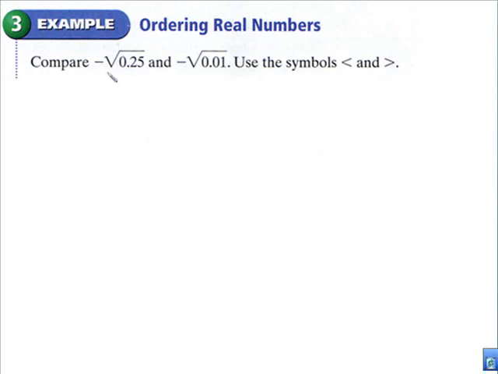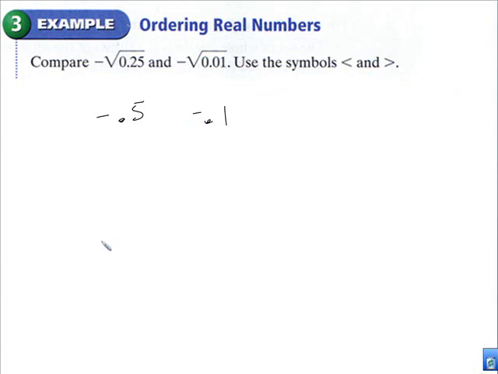Ordering root numbers. Well, let's take the square root of this. The square root of 0.25 is 0.5, and make it negative. The square root of 0.01 is going to be 0.1, and make it negative. Now let's compare these two. Is negative 0.5 greater than or less than negative 0.1?